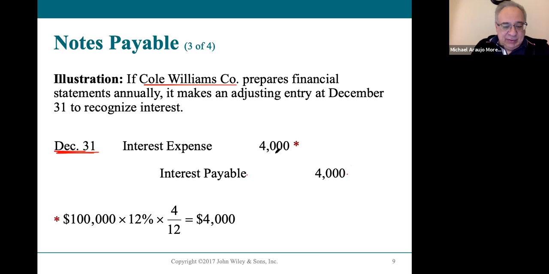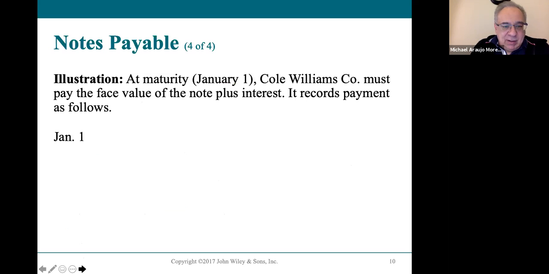How do we get the $4,000 in interest? $100,000 is the loan times 12%. Remember, 12% is an annual rate, all 12 months. We only had the note for 4 months of the 12. So that's why we have to multiply by the fraction, 4 months over 12, and that's where we get the $4,000. Probably remember that. Accounting 101.